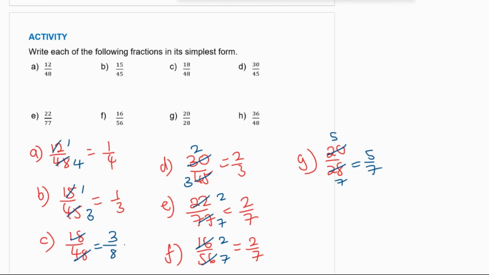And then H, the last one, 36 over 48. The highest common factor here is 12. So you can say 12 into 36, that is 3. Then 12 into 48, that is 4. So the answer should be 3 over 4. Okay, this is how we simplify fractions.